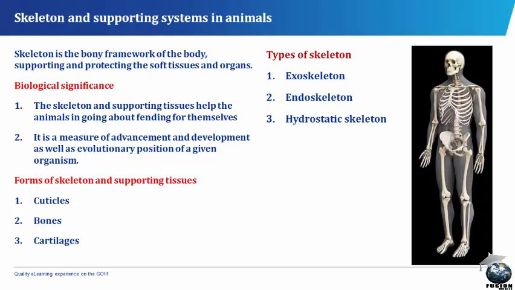Examples are as follows. Euglena and Paramecium have pellicles. Arthropods have chitinous outer coverings. Arachnids and snails have chitin and shells respectively.